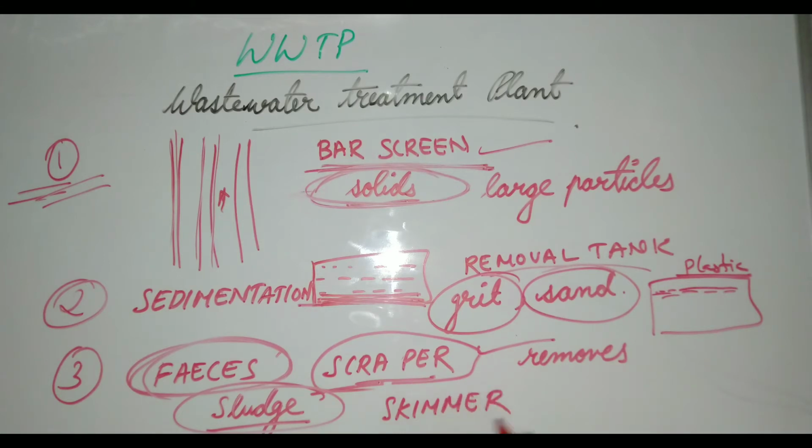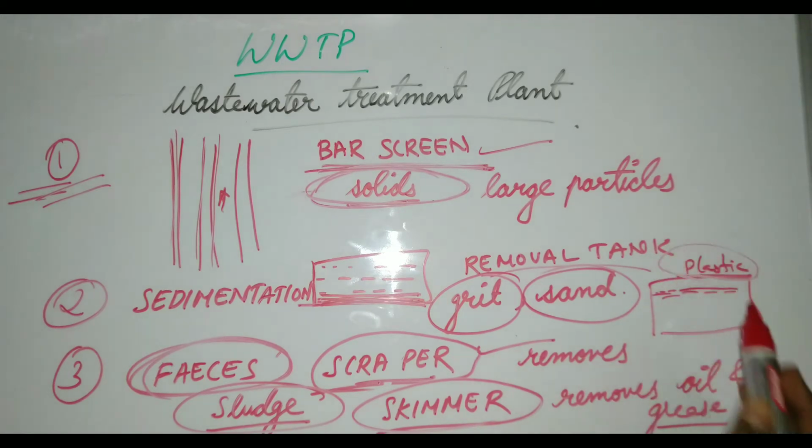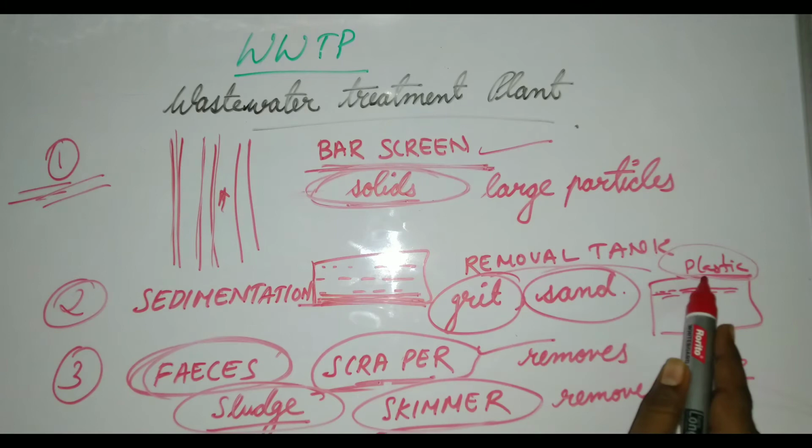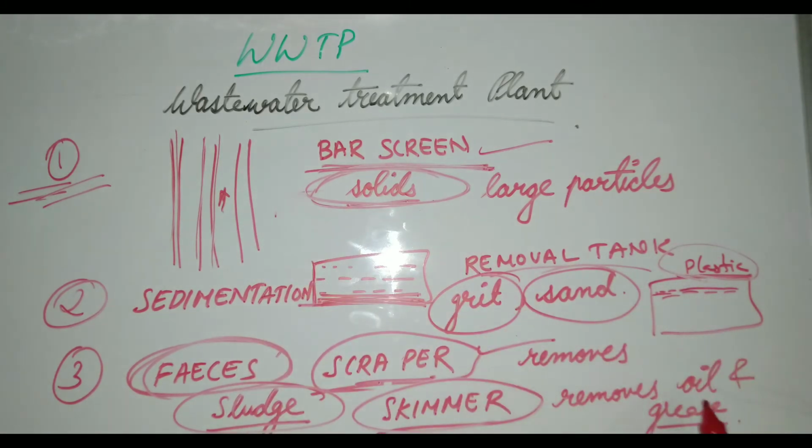So there we use a skimmer. What is the function of skimmer? It also removes, but in case of skimmer it removes what? It removes the floating material such as oil and grease. They can also remove some small plastic particles. Basically they are removed in the first stage itself, but some of those things will remain. Even the oil and the grease will be there. They are removed by skimmer.